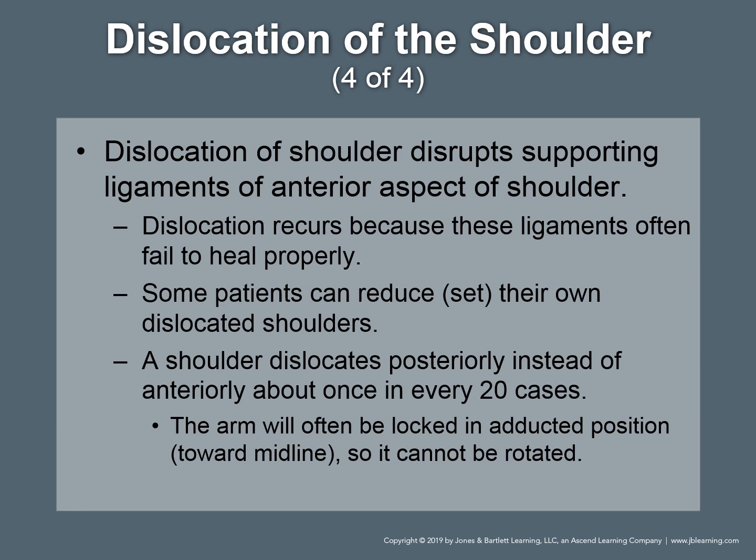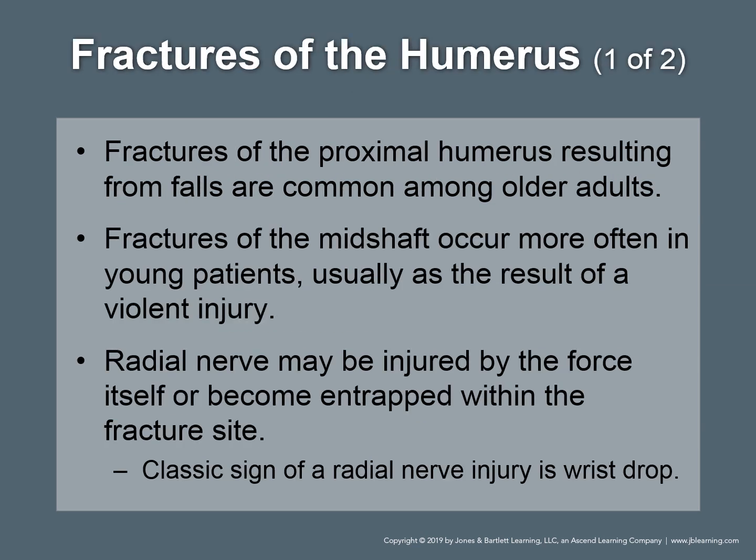A shoulder dislocates posteriorly instead of anteriorly in about 1 of 20 cases. That means the shoulder pops out towards the back instead of the front. The arm will be locked in the abducted or the back position. It cannot be rotated. Posterior dislocations are fairly significant emergencies.